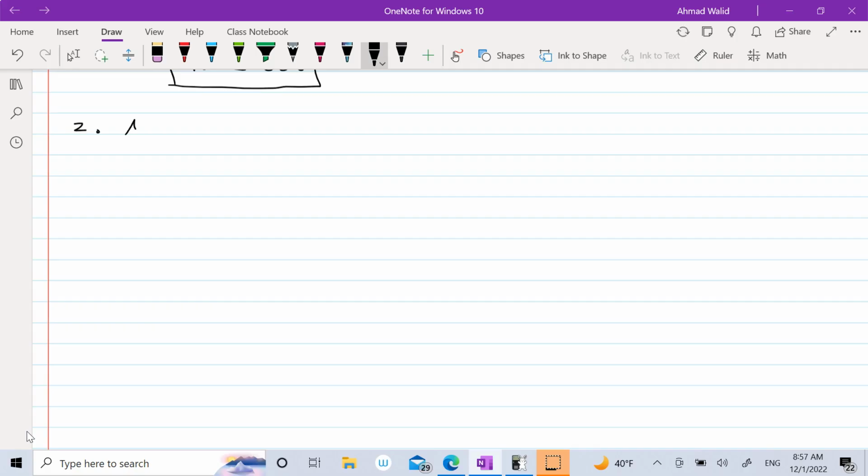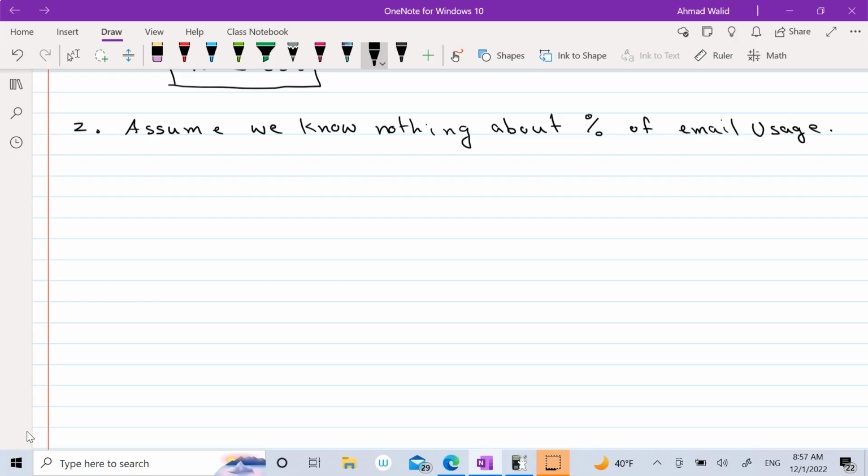I'll change just the last part. I'll put two: assume we know nothing about the percentage of email usage. Correct? It means I don't have p hat and q hat here.